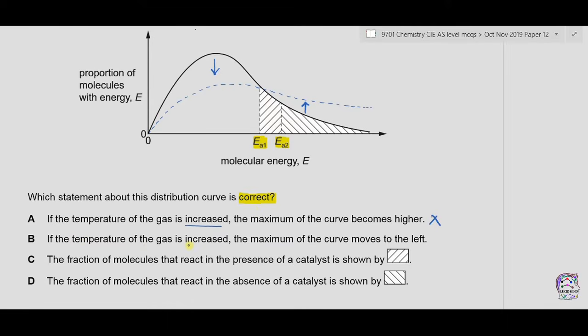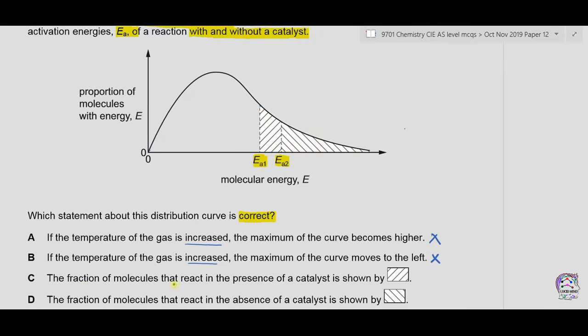B. If the temperature of the gas is increased, the maximum of the curve moves to the left. As we have seen in this diagram, the curve has moved a little bit towards the right side on increasing the temperature. When the temperature is decreased, then the curve will move to the left side and the hump will become higher like this. So B is also incorrect.